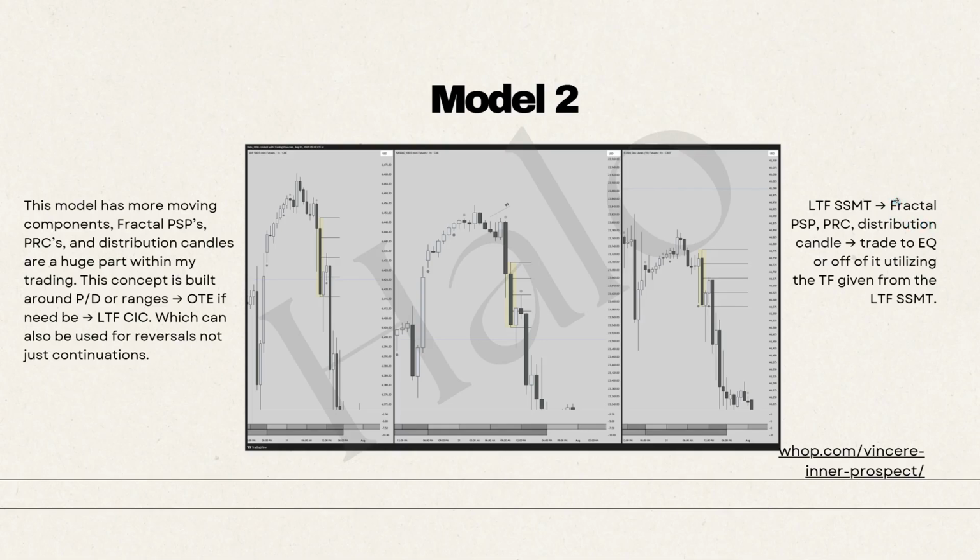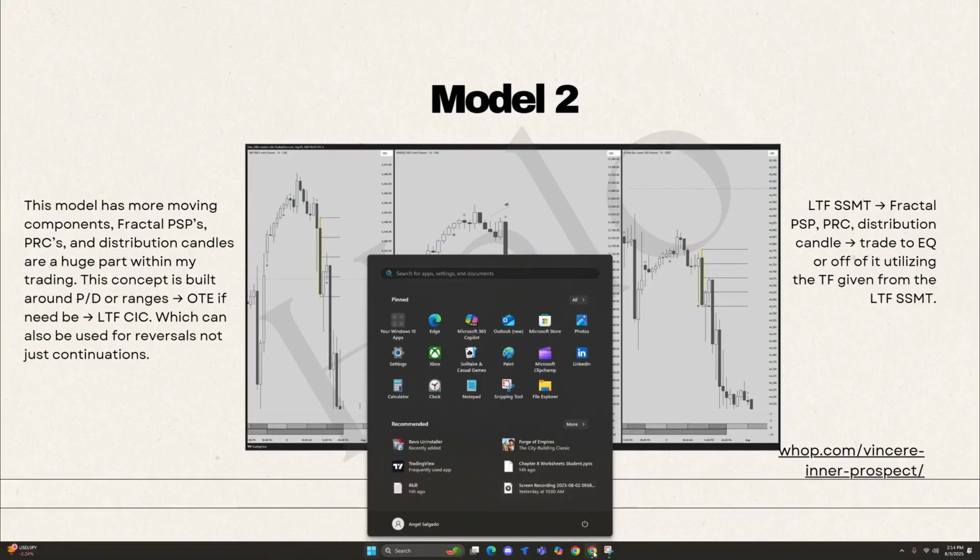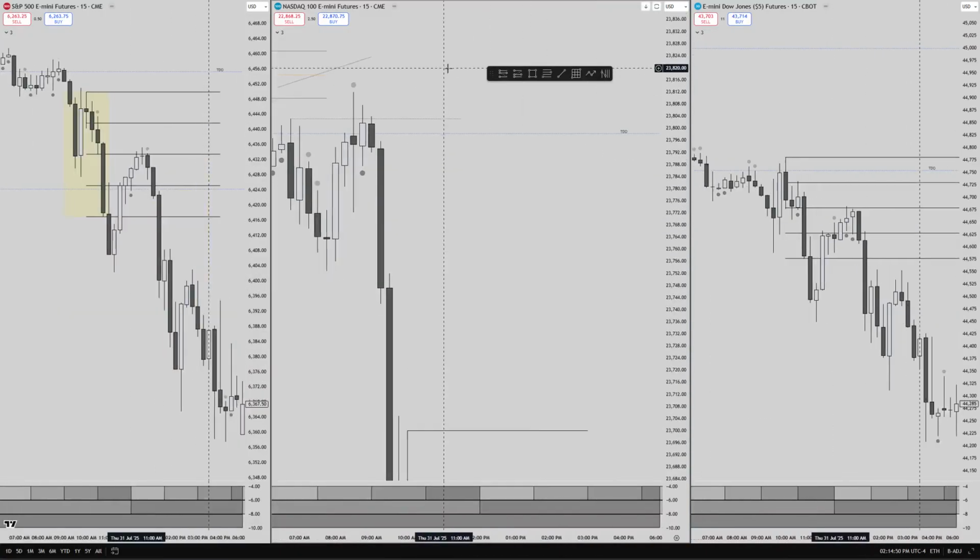And then a trade to EQ, meaning you trade to EQ on at least all the asset classes, or a trade off of it utilizing the time frame given from the lower time frame sequential SMT, meaning if you have 90-minute cycle sequential SMT and you have a fractal distribution candle on the hourly, once EQ gets tapped, you're looking for a 5-minute open close divergence or any 5-minute cracking correlation to confirm that continuation to sell side again, or buy side depending if it's bullish or bearish, okay? And I'm gonna show you guys an example right now of how this looks like.